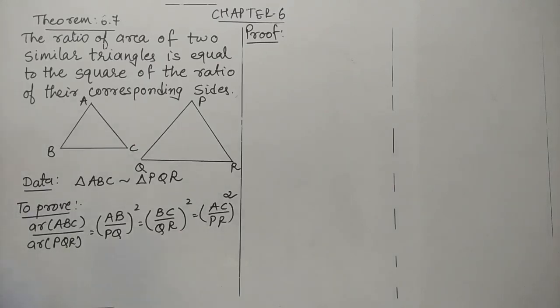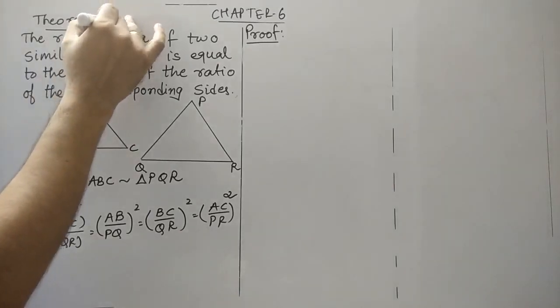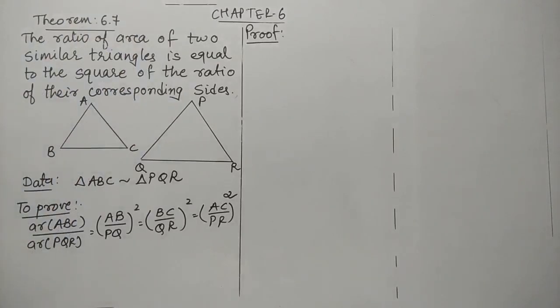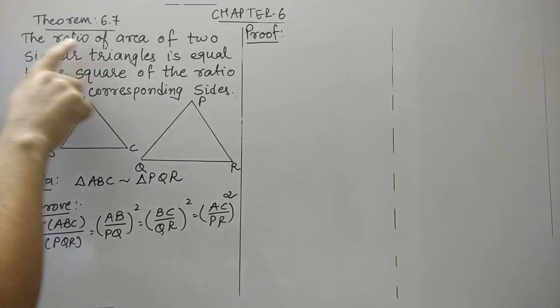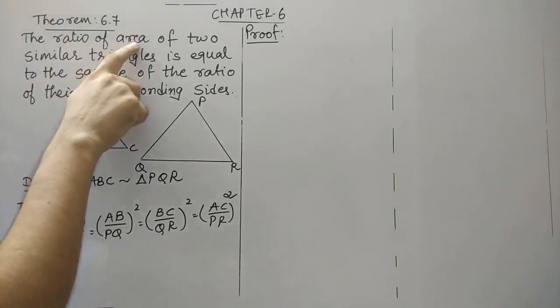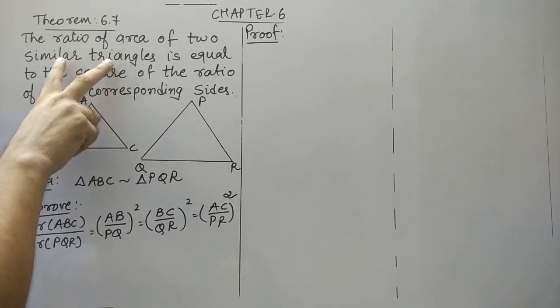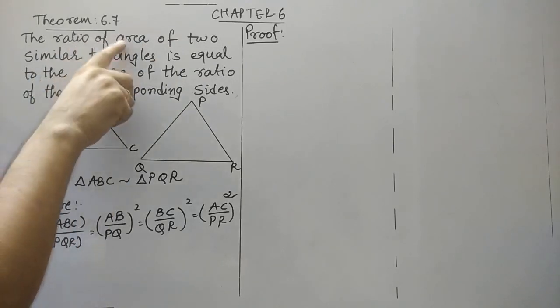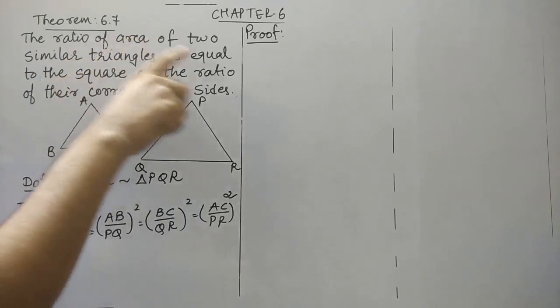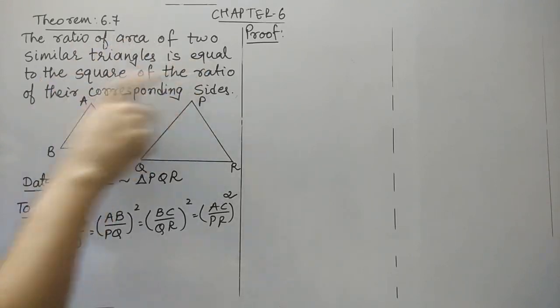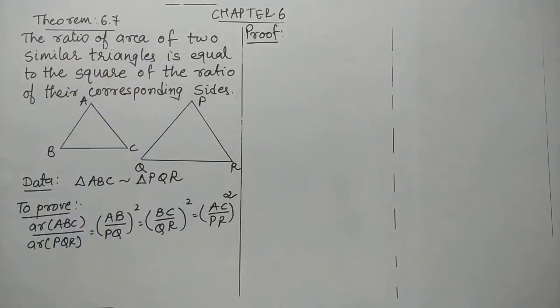Students, let us continue with the new theorem of this exercise, theorem 6.7. The theorem says that the ratio of the areas of two similar triangles, when we take the ratio of their areas, is equal to the square of the ratio of their corresponding sides.